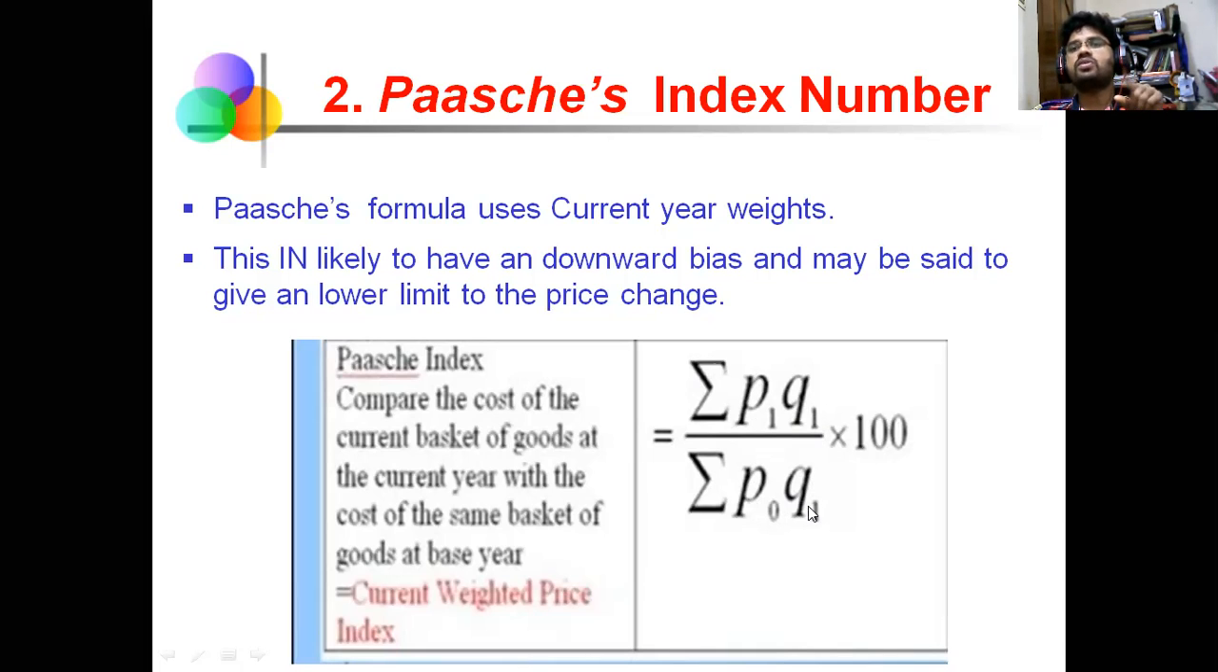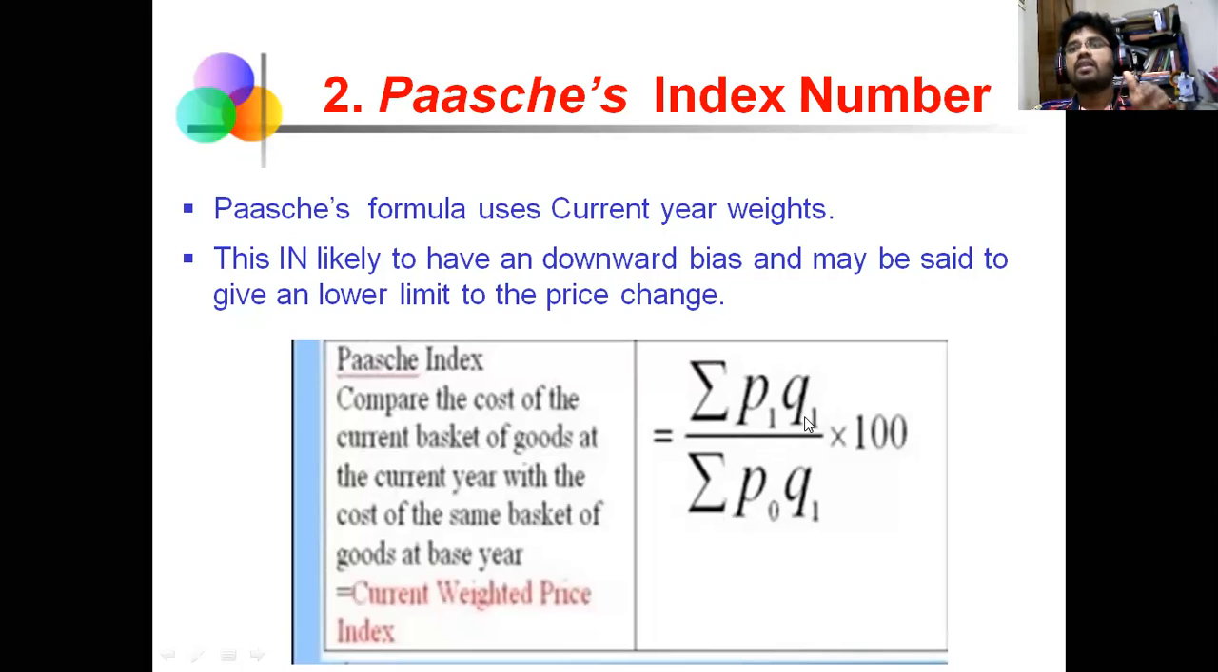The base year quantity is Q0, but in Paasche, the quantity is the current year. Simple, you can observe. Sometimes you may not recollect these formulas. The Laspeyres index number takes the base year as the weight: sum of P1 Q0 divided by sum of P0 Q0.